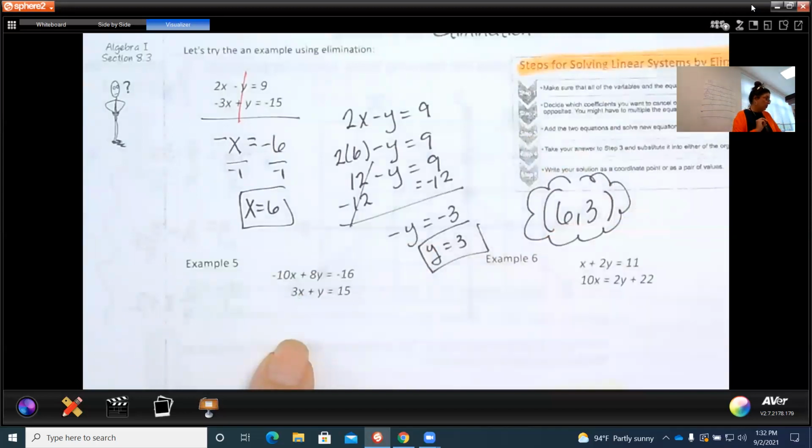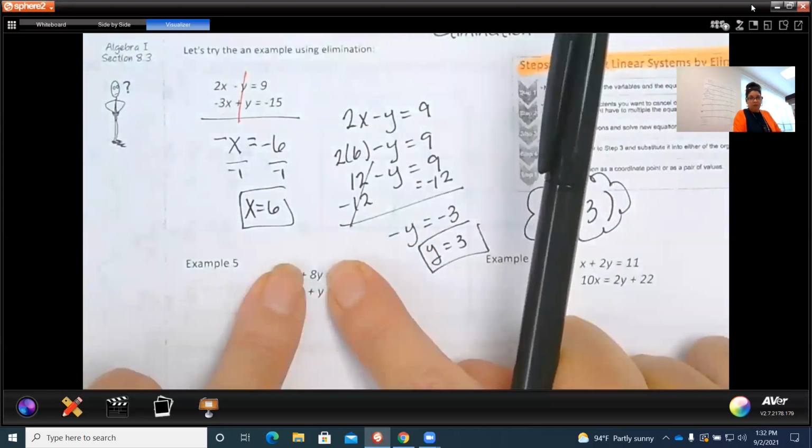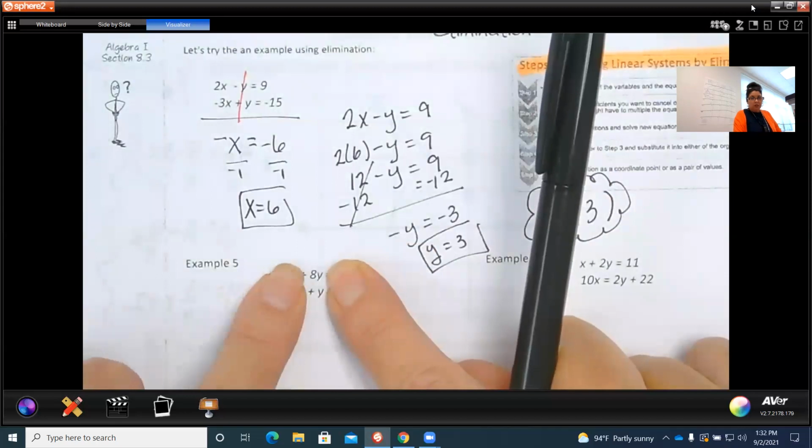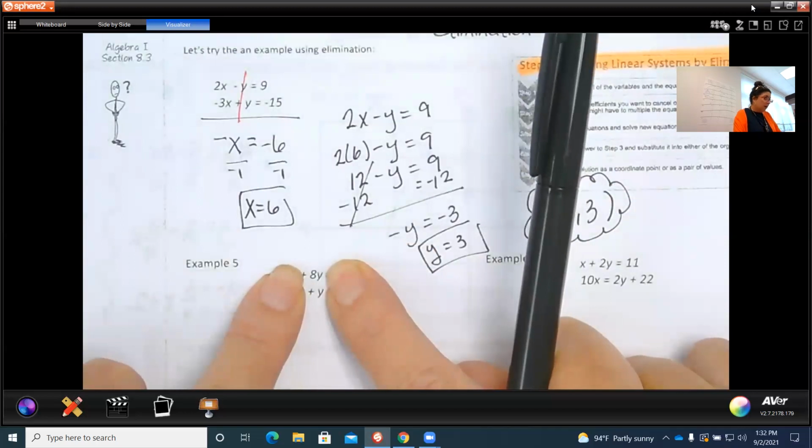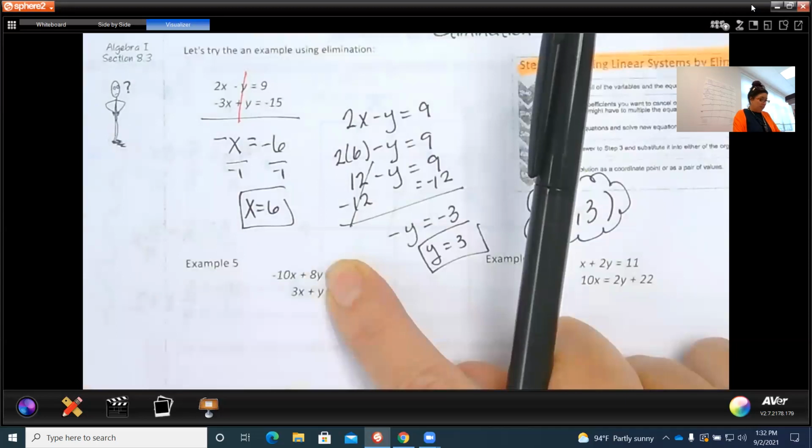Multiply both equations by some number. If I want my y's to cancel, what could I do? What could I turn that plus y into to get it to cancel with 8y? What if it was negative 8y? Would that cancel with positive 8y? What would I have to multiply positive y by to turn it into a negative 8y? Negative 8. One's got to be positive, one's got to be negative. Since these are both positive, we got to get a negative somewhere, okay?